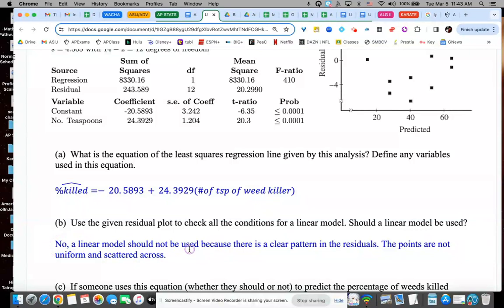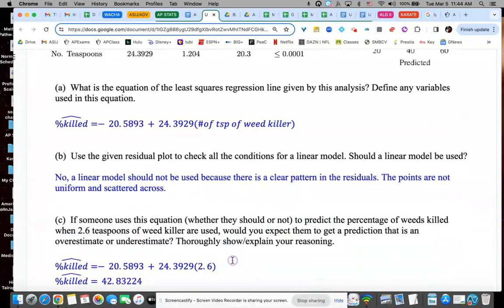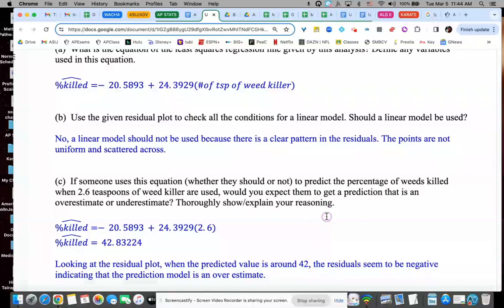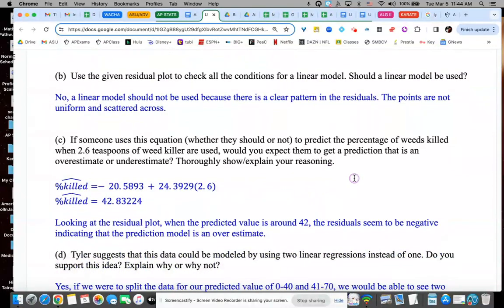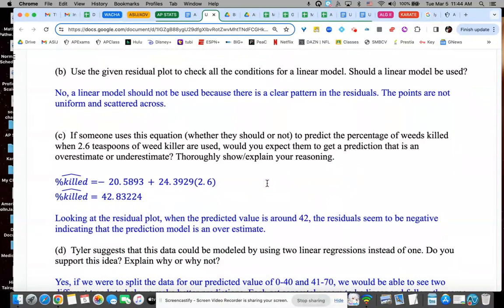So a linear model should not be used. There's a clear pattern in the residuals, that curved pattern. And the points are just not uniform and evenly scattered. So it's not a good fit. The main thing you just need to mention is the pattern, right? It's like in geometry. If you can find a counterexample, then you're pretty much done. Okay, but we want to be thorough. This is AP, right?